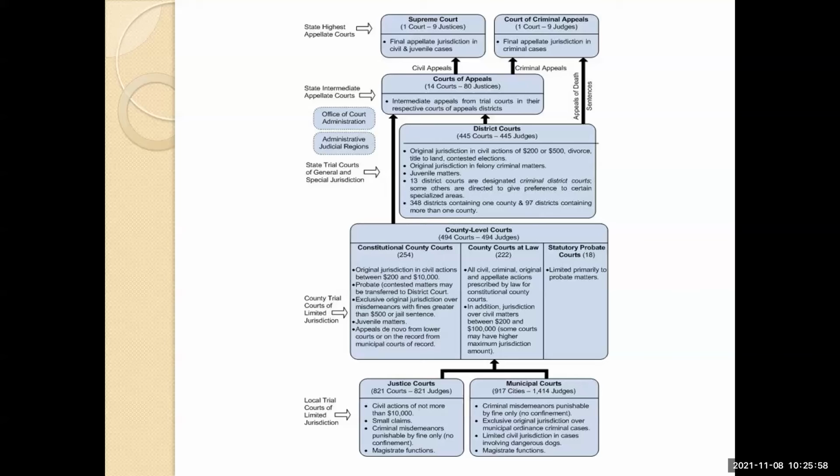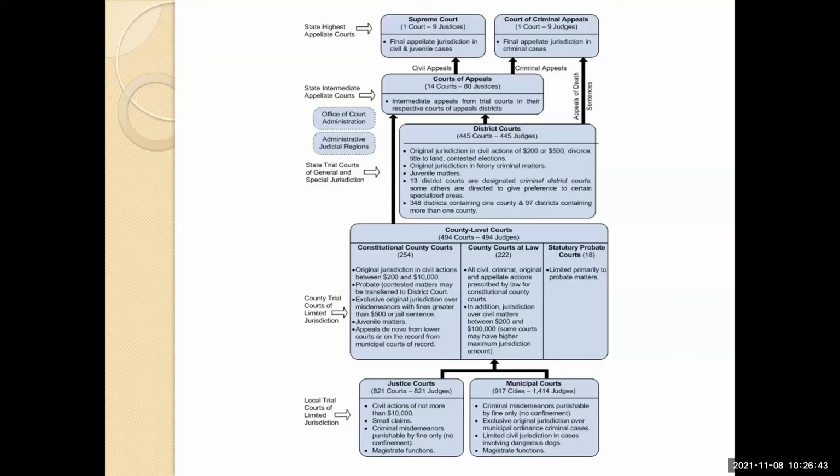And so we have 18 statutory probate courts set up whose jurisdiction is limited primarily to just probate matters. And so if a constitutional county court has the ability to transfer this over, or it falls under the authority of the statutory probate court, it'll go there. If it's going to be a highly contested case, the constitutional county court also has the authority to transfer this case up to a district court that has judges with higher levels of training and experience and might be able to deal with it.